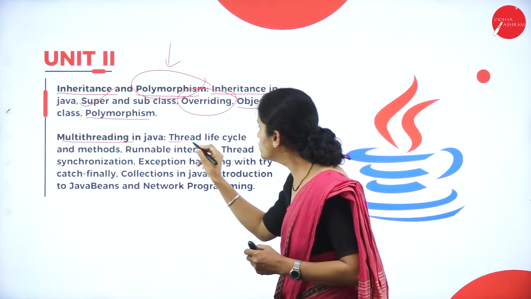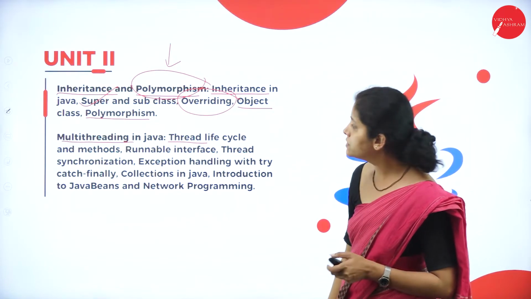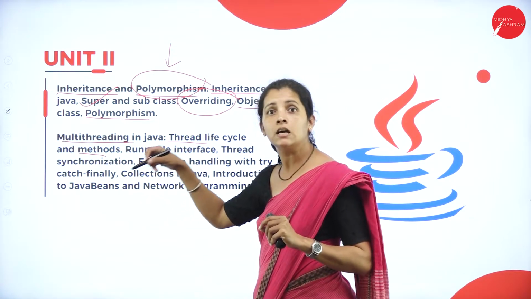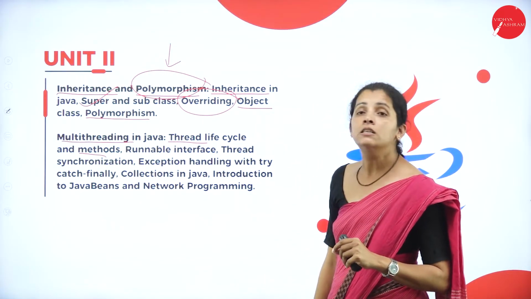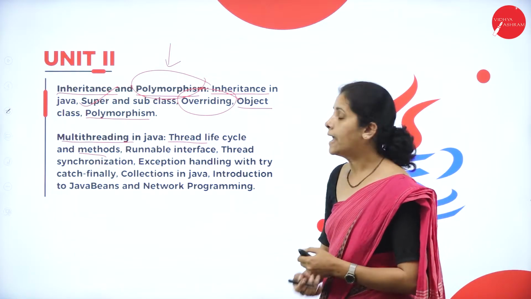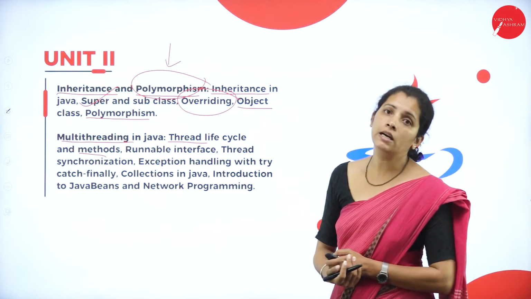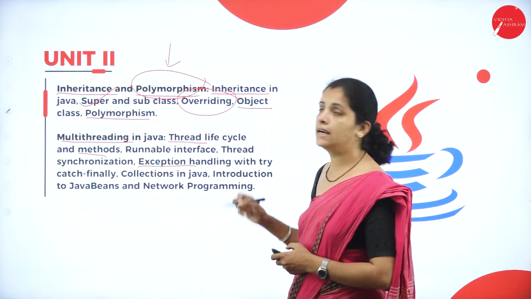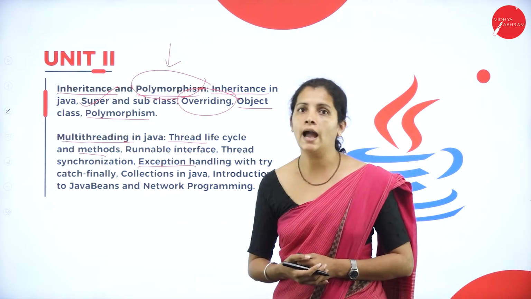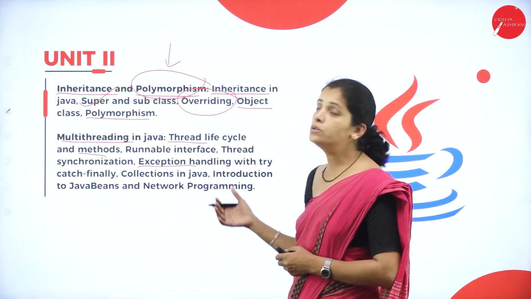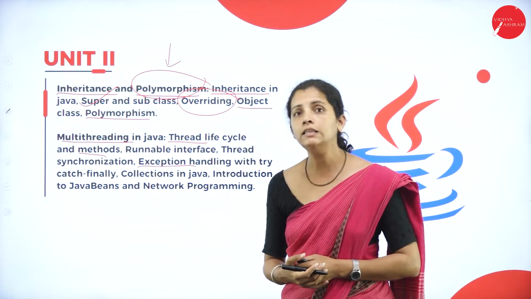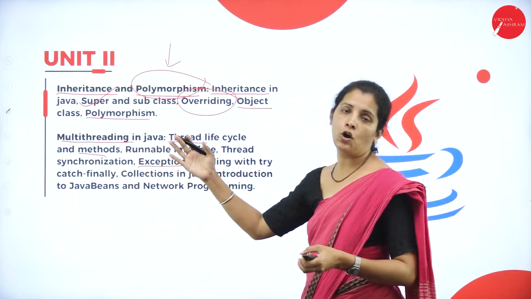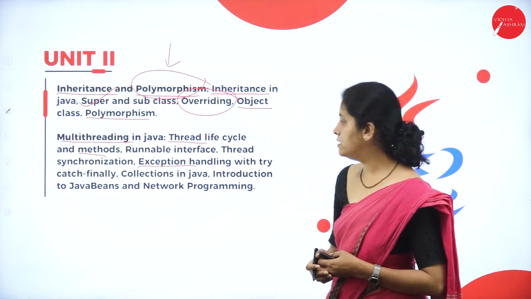So here we are going to study the thread life cycle. Along with that, we are going to study methods, the Runnable interface, thread synchronization, and exception handling with try as well as catch block. So what is exception handling? It is nothing but error handling. Here the user can handle the errors by using the try, catch, or finally keywords.